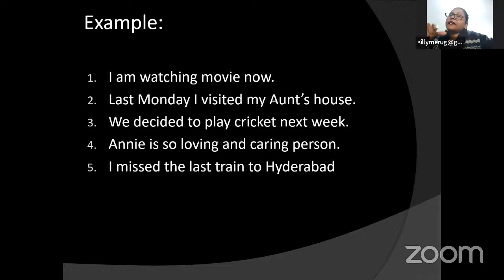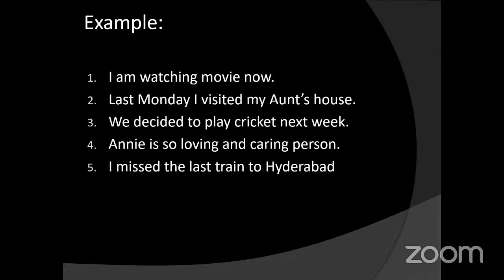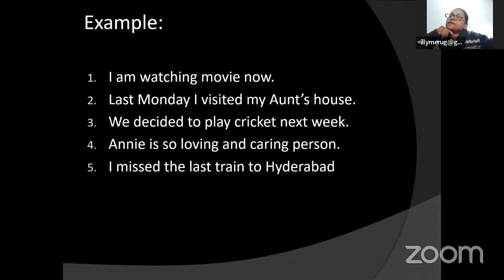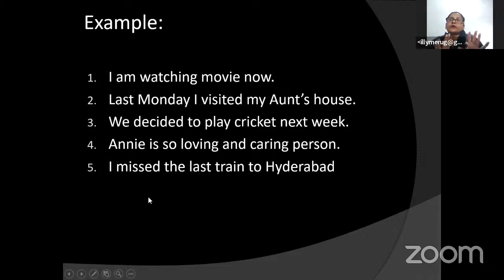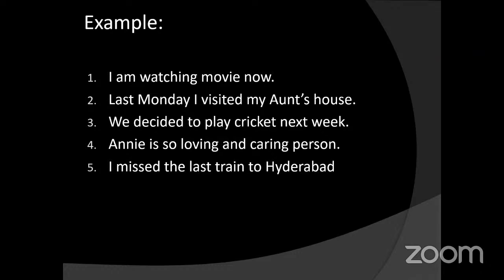Okay. Annie is so loving and caring person. Annie is a noun. Is is a helping verb. And is a conjunction. Loving is an adjective. Caring is an adjective. Person is a noun. Okay. So you understood, right? These are the features in a particular sentence. You might get a question, what are the features of this particular sentence? So you got to give the features of the sentences, whatever you understood, and meaningfully you have to write it.